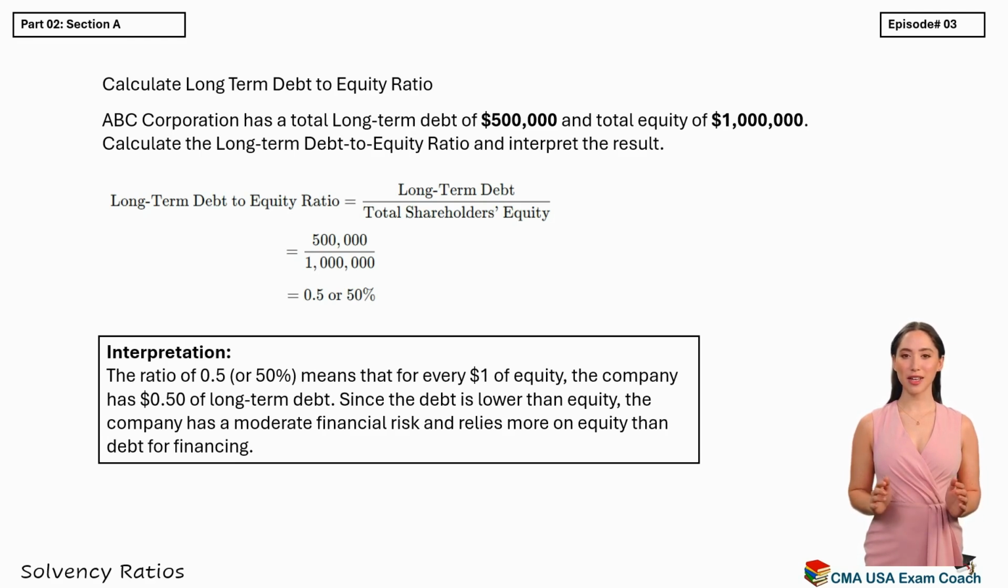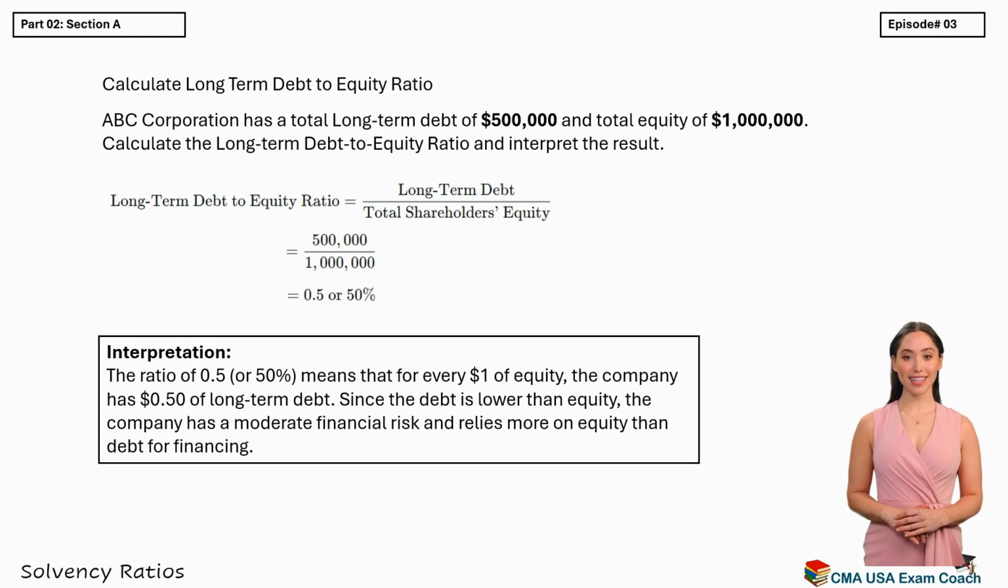Now, applying the formula, long-term debt-to-equity ratio equals long-term debt divided by shareholders' equity. Placing the given values, long-term debt-to-equity ratio equals 500,000 divided by 1 million, which gives 0.5 or 50%. This means that for every $1 of equity, the company has $0.5 of long-term debt. Since the debt is lower than equity, this indicates moderate financial risk, as the company relies more on equity than debt for financing. A lower ratio like this suggests that the company has a stronger equity position and is less burdened by long-term debt obligations.